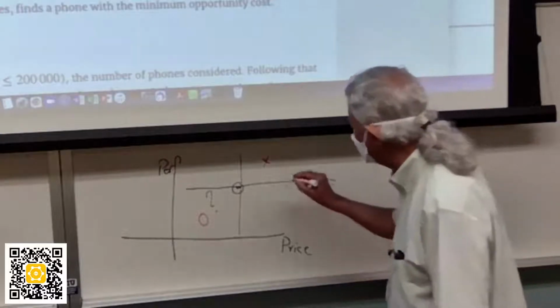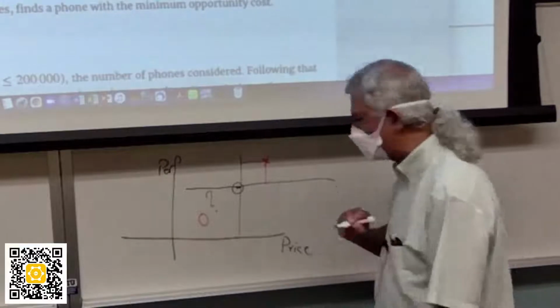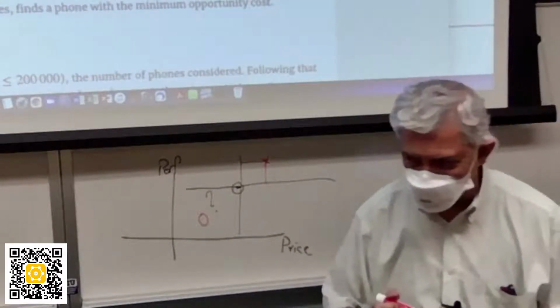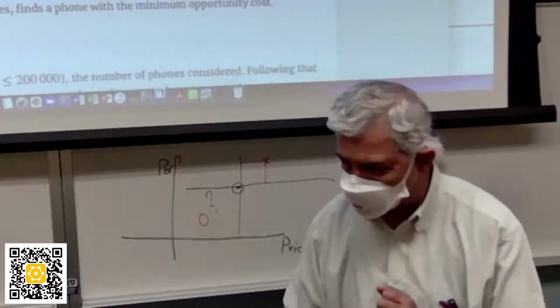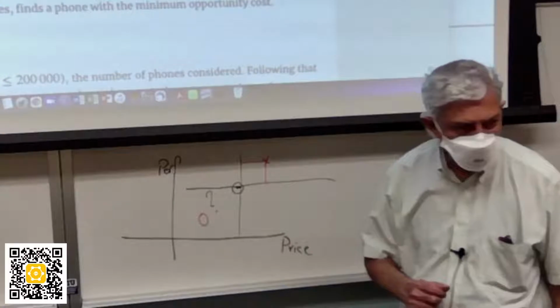The difference between the price and performance. So it's basically this length plus this length, right? And this is called the Manhattan distance in some terminology. Basically, you're taking the difference in X and the difference in Y, right?